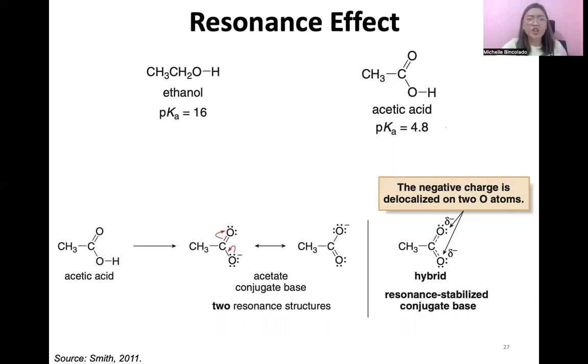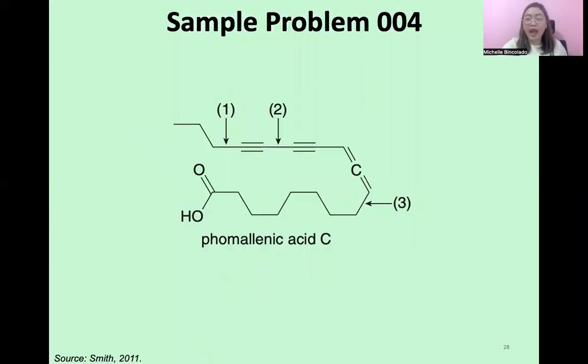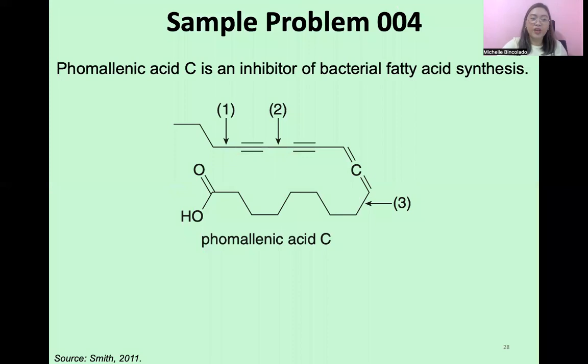Actually guys, maririnig nyo ng maraming beses sa review natin dito sa organic ang phrase na resonance stabilized. Okay? So ito ang ginamit naman natin na reasoning para i-explain why acetic acid is a stronger acid than ethanol. So guys, those are inductive and resonance effects. So gamitin natin yan to answer sample problem 4. This is fomalinic acid C. It is an inhibitor of bacterial fatty acid synthesis. Here's the question. Which hydrogen atom is most acidic?